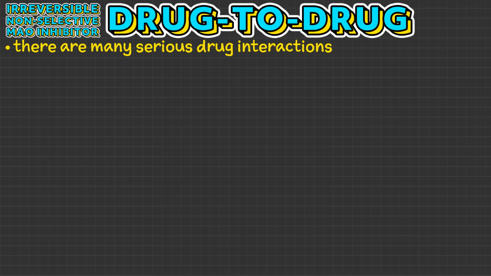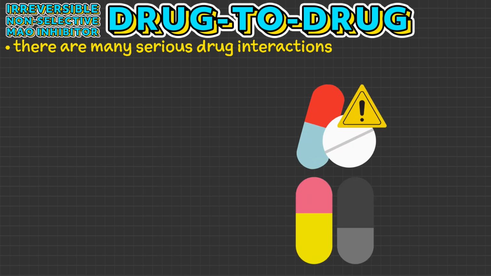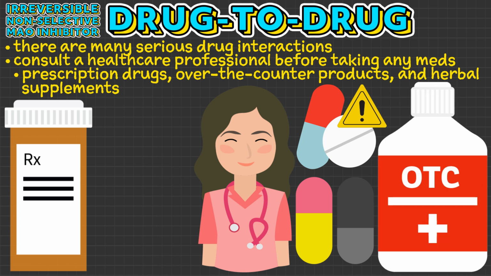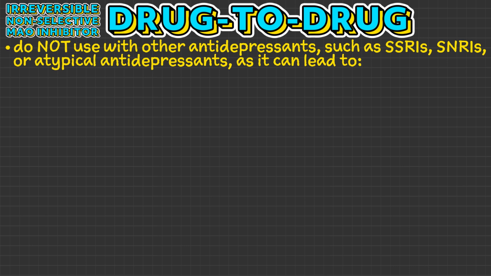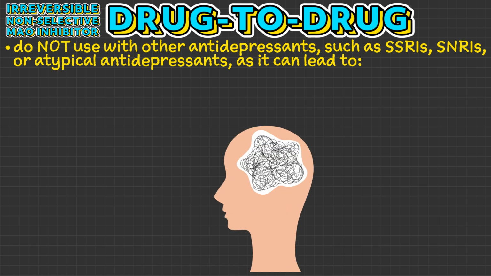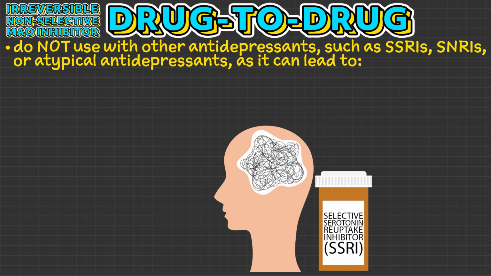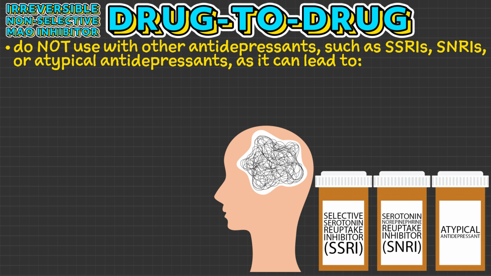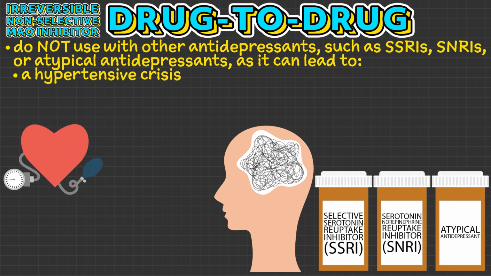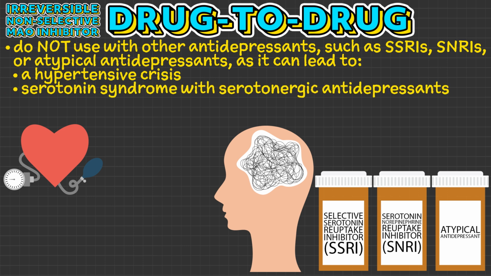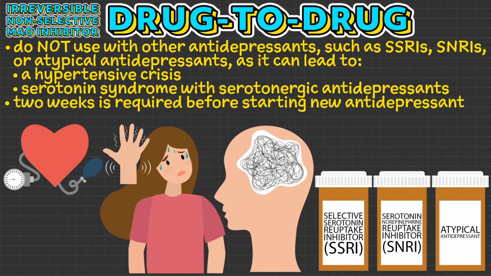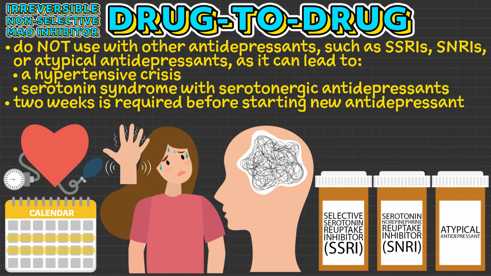Irreversible non-selective MAO inhibitors have many serious drug interactions. Therefore, it is crucial to consult a healthcare professional before taking any medications, including prescription drugs, over-the-counter products, and herbal supplements. For instance, these inhibitors should not be combined with any other antidepressants, such as selective serotonin reuptake inhibitors, serotonin norepinephrine reuptake inhibitors, or atypical antidepressants. Doing so can lead to a hypertensive crisis, and in cases involving serotonergic antidepressants, it can lead to serotonin syndrome. Therefore, if switching antidepressants, at least a 2-week break is generally required before starting the new one.